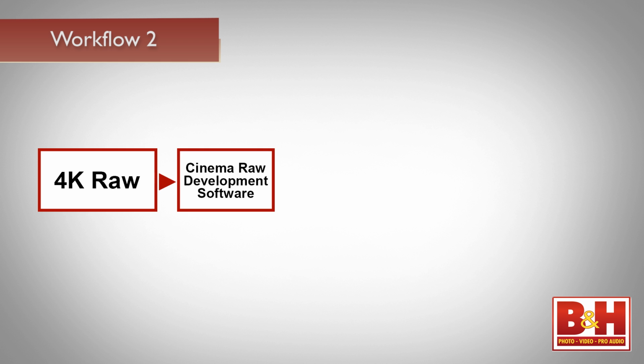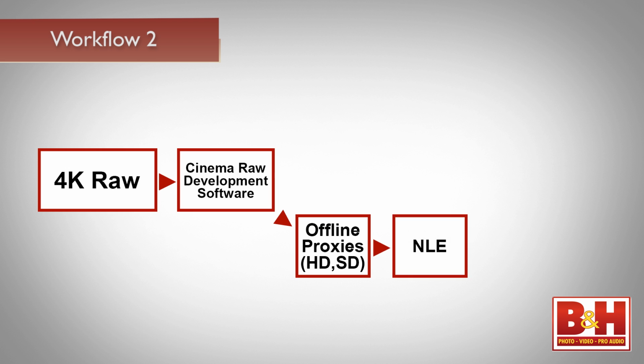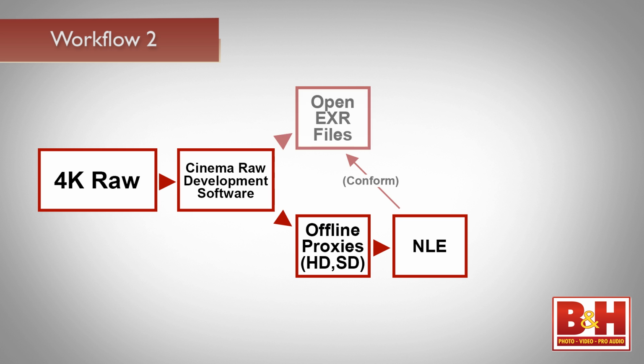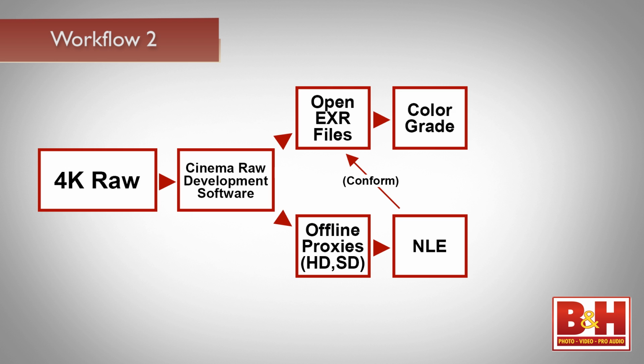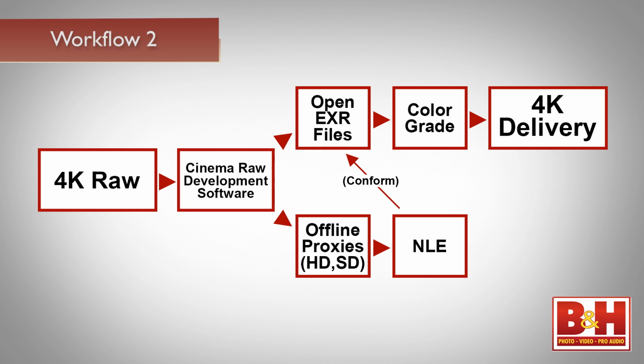You've gone through a CRD process, a Cinema RAW development process. But in the process, you've made offline proxies. You've transcoded down to HD or SD, and you've then taken those and edited them on a standard NLE. Then you go back and you conform the OpenEXR files that you made in Cinema RAW development. You grade the OpenEXR files, and then you deliver the result. So that gets you from RAW to a 4K delivery.